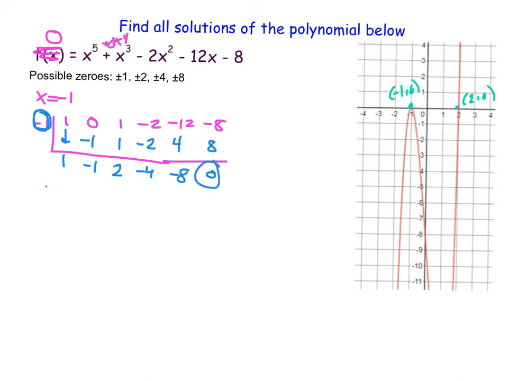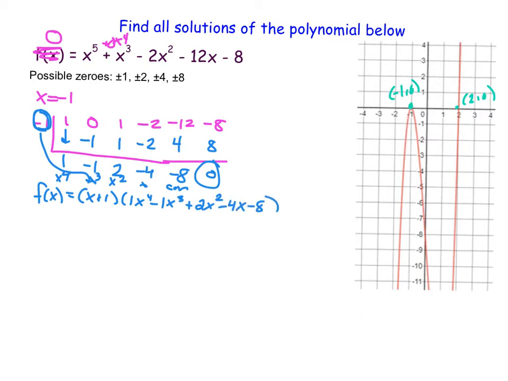So what I can do at this point is I can rewrite my function to be, this tells me it's x plus 1, and then I have -8 as my constant. This is my x value, my x squared, my x to the 3rd, and my x to the 4th. So I have 1x to the 4th minus 1x cubed plus 2x squared minus 4x minus 8. So at this point, I'm going to focus here on this particular function.